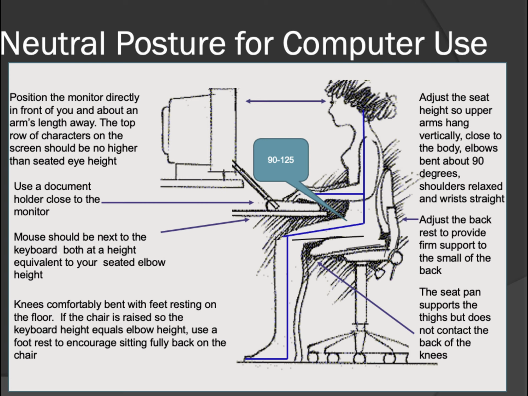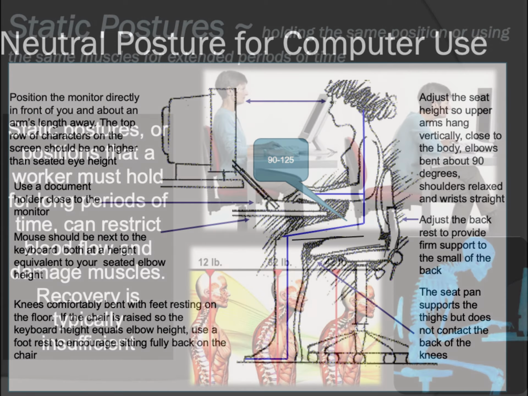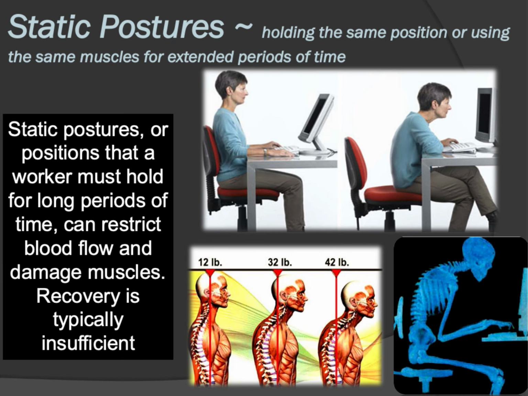But either way, sitting for long periods of time causes compression in your lower back, and we'll take a closer look at that when we look at biomechanics and spinal anatomy. So which posture is the best posture? Well, the next posture is the best posture, because any posture that you've been in for too long creates static loading of the joints, as well as a buildup of lactic acid and a change of pH in the muscles. Static postures are positions that workers must hold for long periods of time, can reduce blood flow, as well as have insufficient recovery periods.